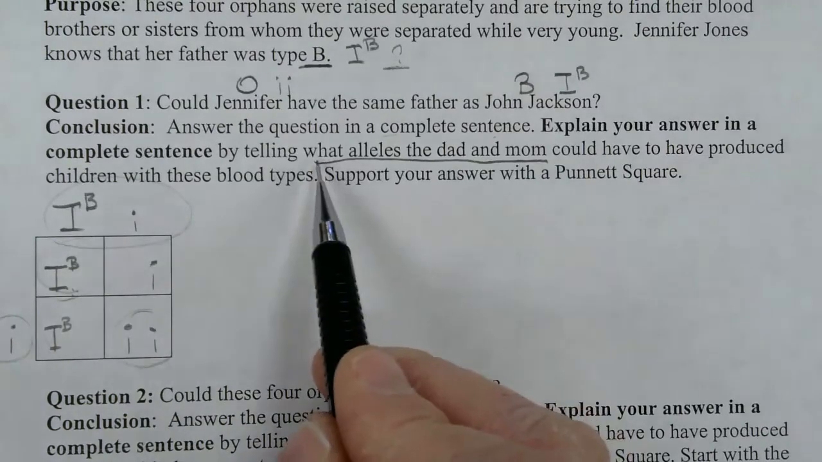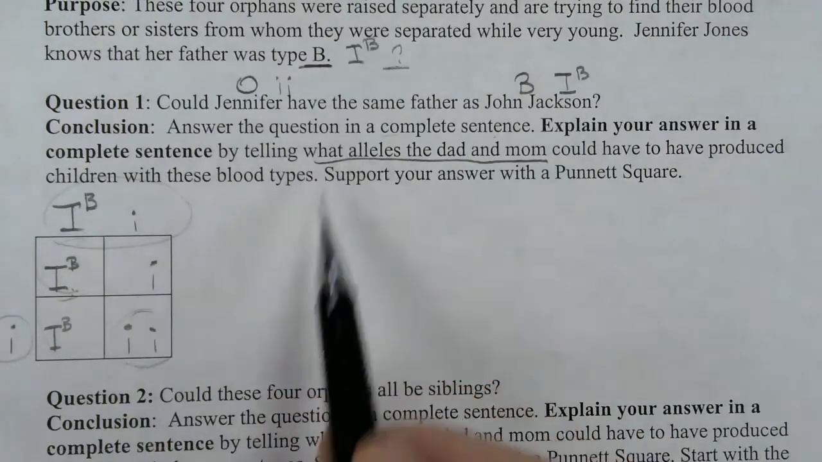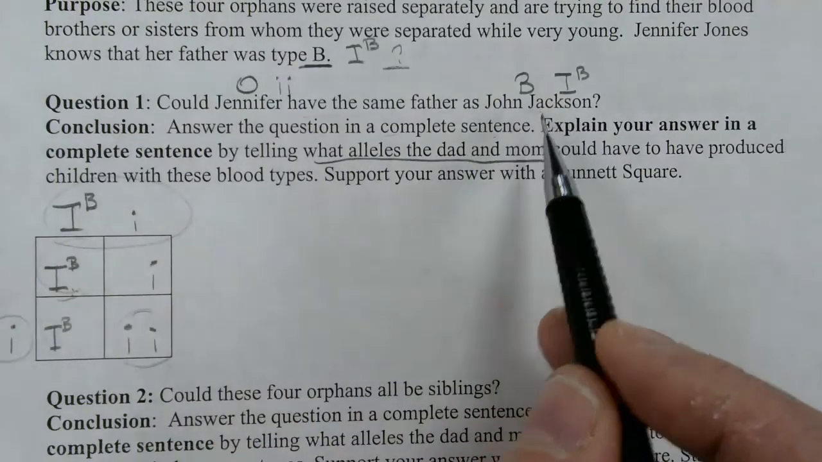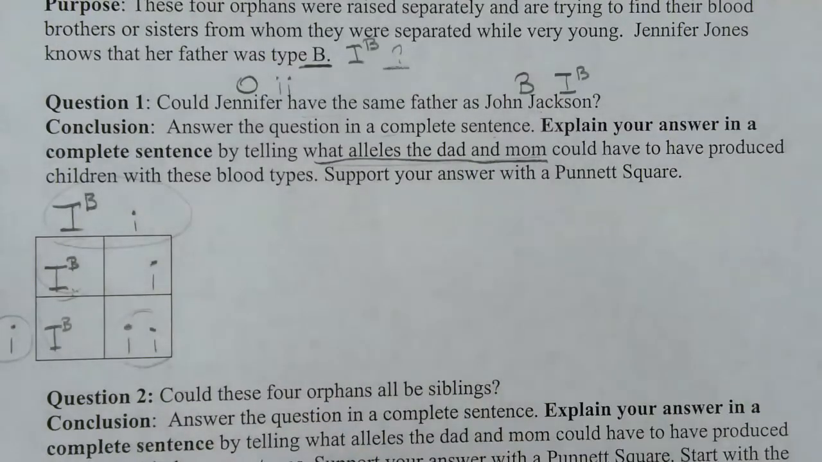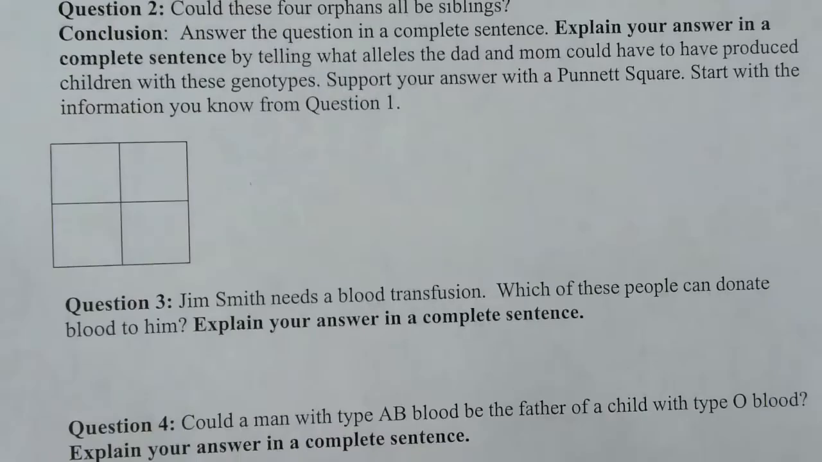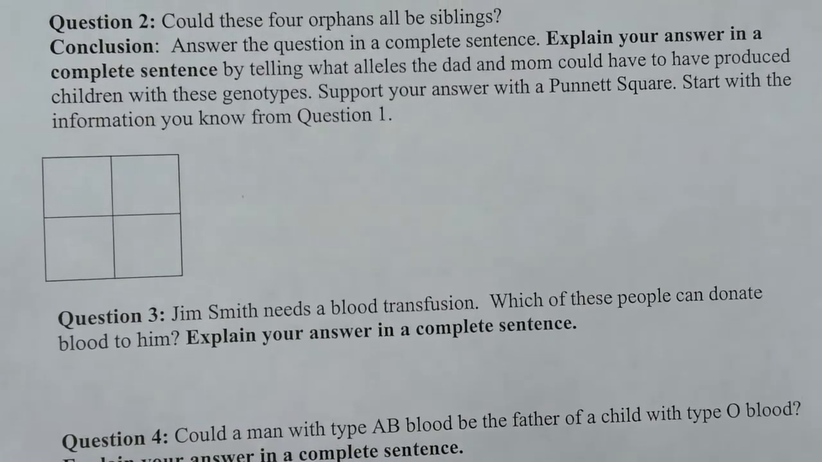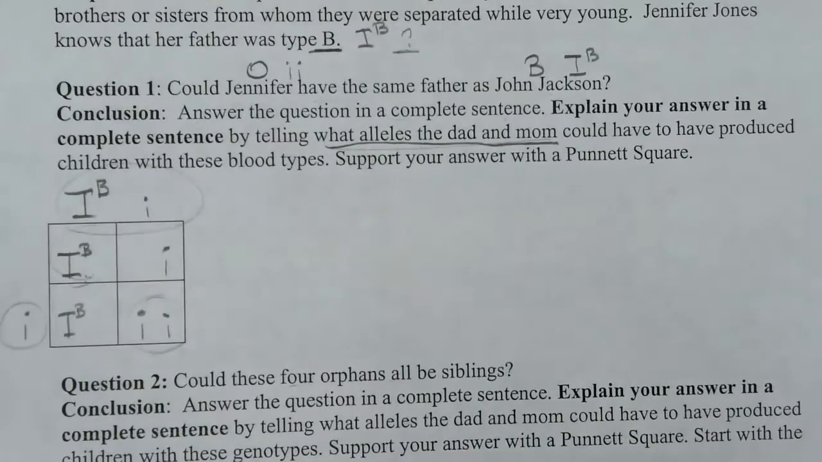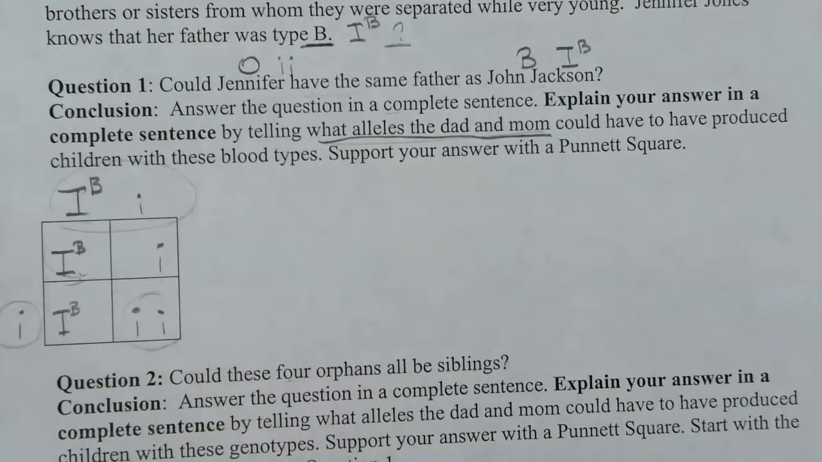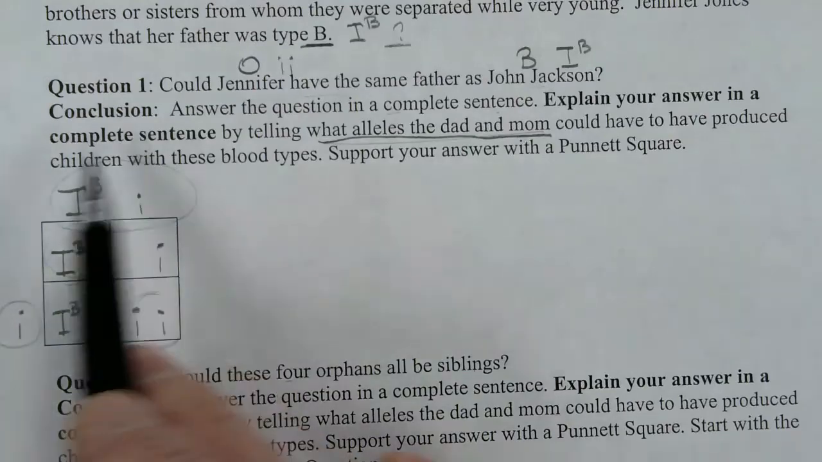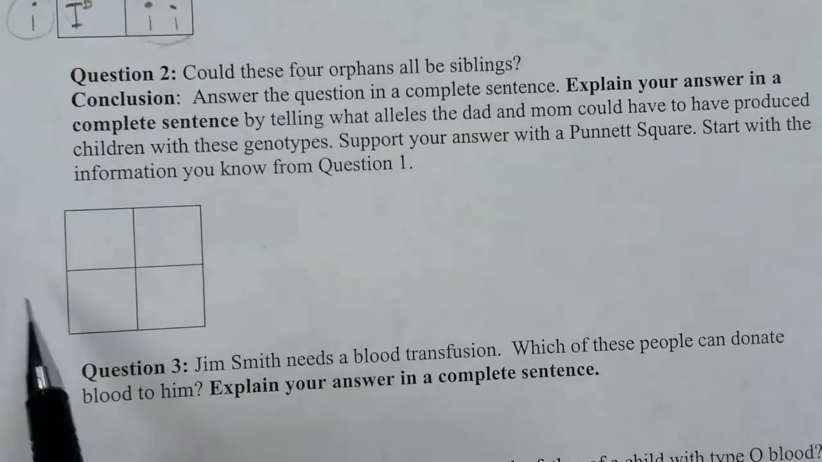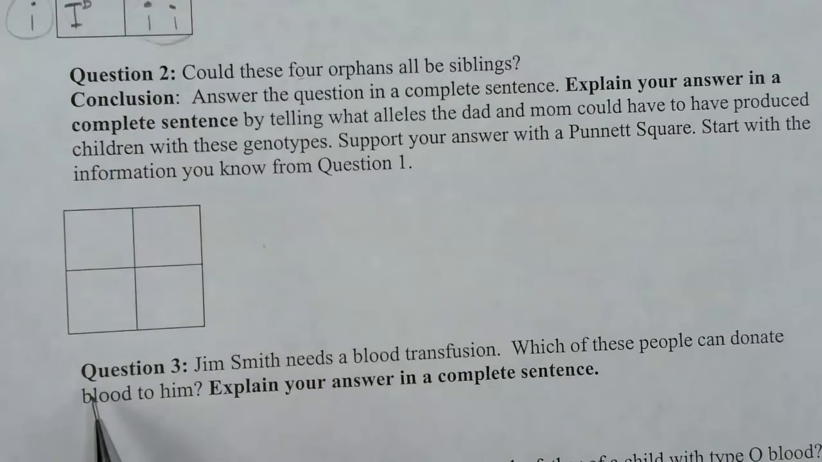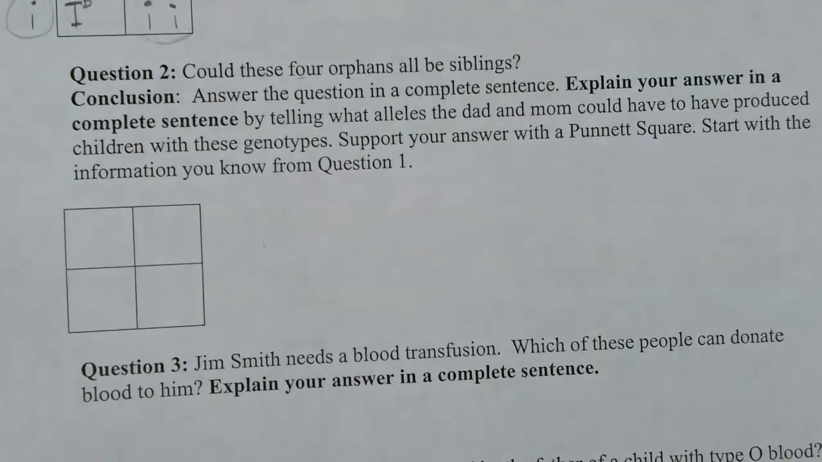So, answer your question. Could they have the same father? Tell what alleles we know the mom and dad have. Then when you get to question 2, it's now asking, could all 4 orphans be siblings? So we already know that it's possible for John and Jen to be siblings. Start from here, copy that here, and then try to add in Sarah and Jim and see, is there any possibility for all 4 to be siblings, and what would the 2 parents' genotypes have to be for that to be the case?